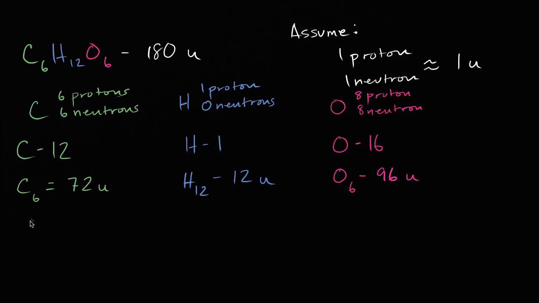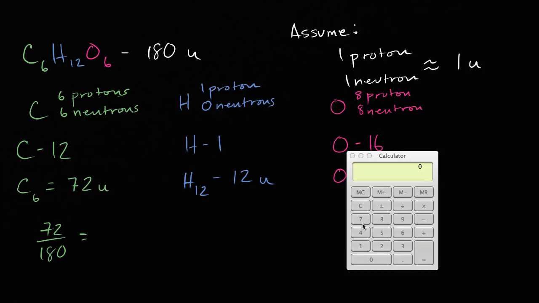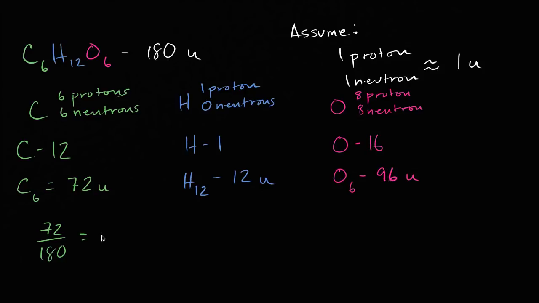So let's write that down. So 72 of the 180 is carbon. 72 of the 180, which is equal to what? I have my calculator here. Let's see, 72 divided by 180 gets us 0.4, which is 40%. So 40% of a glucose molecule's mass is made up by carbon, based on the assumptions that we've done so far.